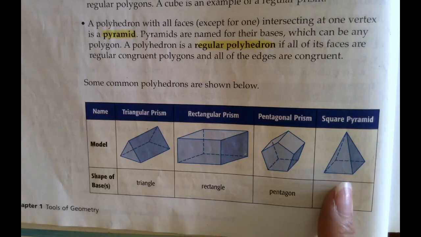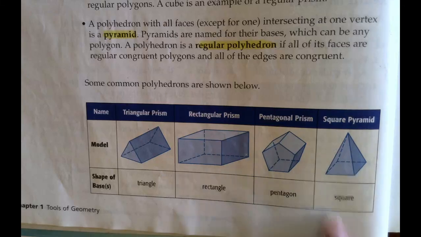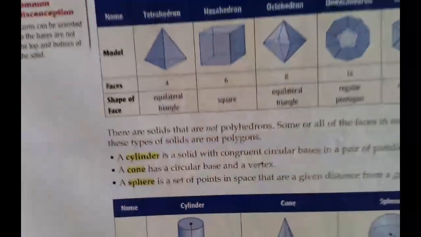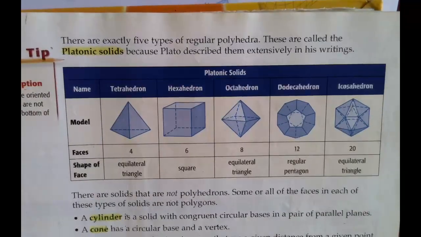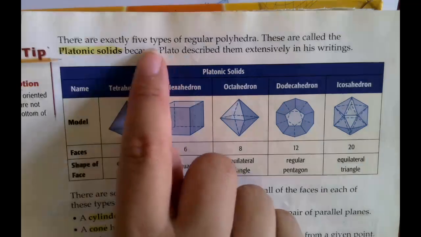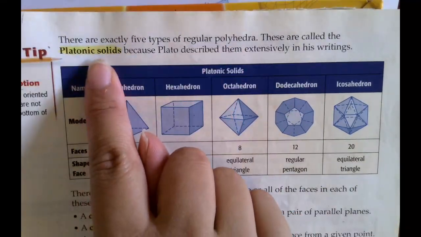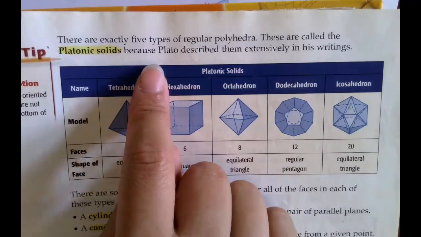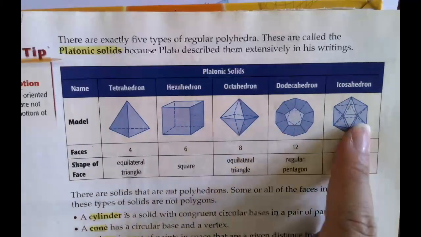This is a pentagonal prism because the bases, the parallel congruent sides, are pentagons. This is a pyramid. Pyramids are also named by the bases, and since the base here is a square, it's a square pyramid. On the next page, it has some things about Platonic solids. Platonic solids are our five regular polyhedra. They're called Platonic solids because they're named after Plato, who wrote about them a lot in his writings.